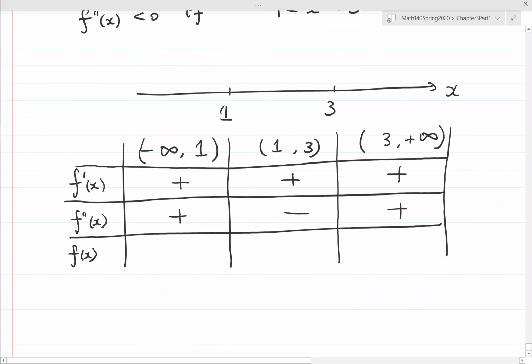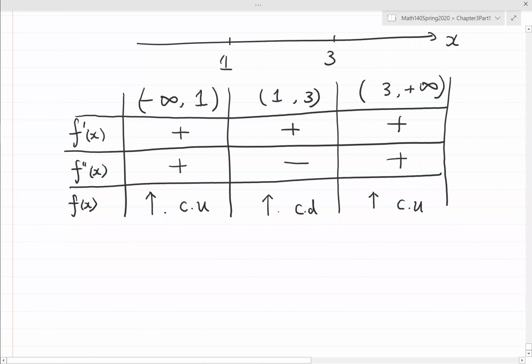The first derivative determines increasing or decreasing, so it's increasing and concave up. This is increasing, concave downward. This is increasing, concave up. Increasing concave up looks like this. Increasing concave down looks like this. Increasing concave up looks like this.